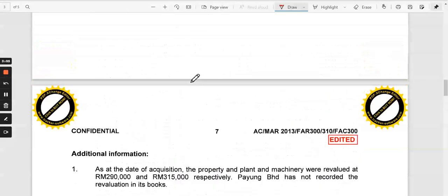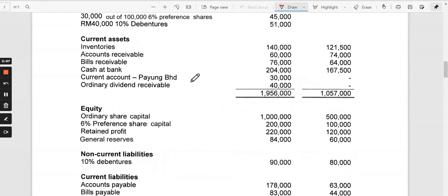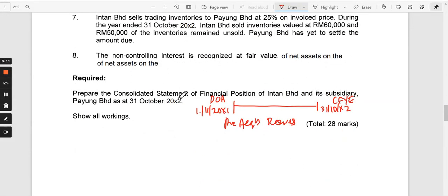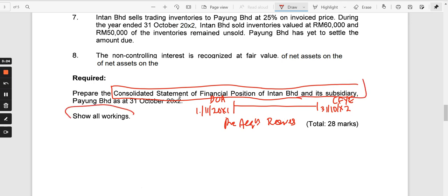Okay, and if you see the details here, when you are asked to prepare the consolidated statement of financial position, of course, this will be your target or your primary objective to prepare the consolidated statement of financial position for the group and its subsidiary. However, since you are asked to show all workings, and this is for the purpose of exam, you're going to prepare not only this consolidated statement of financial position, you're also going to prepare the schedule.